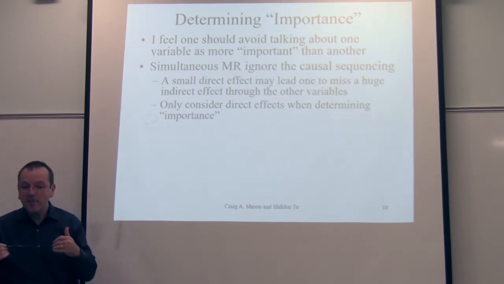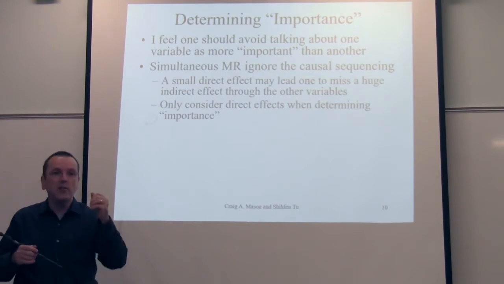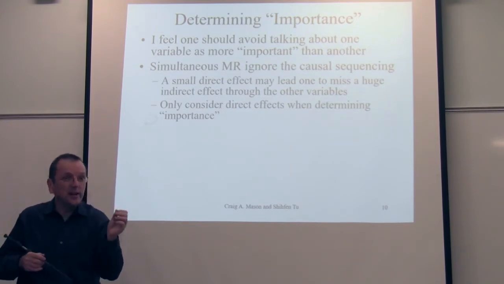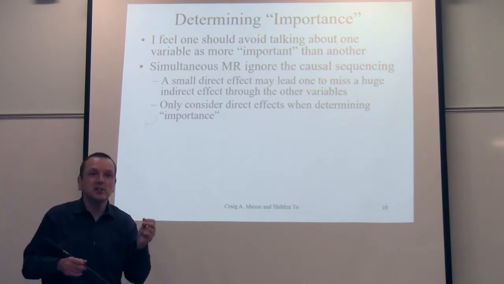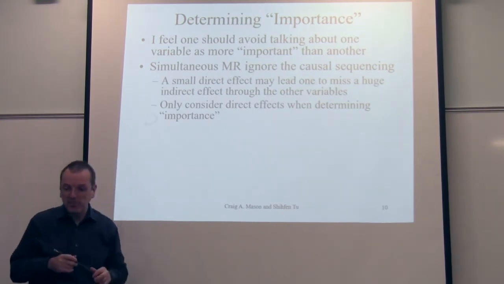I'm personally in the camp that you should avoid talking about the importance of one variable relative to the other variable. That is not a statistical question. That can't be answered by statistical analysis. That's where I disagree a little bit with the book. I don't think importance is a theoretical question. There's not a statistical test for importance. And here's why I would stake that position.